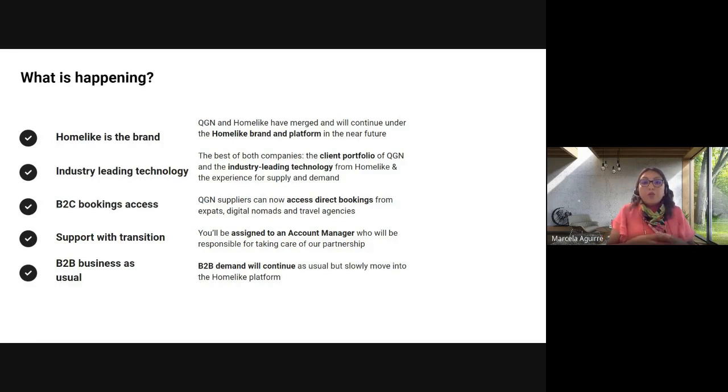You will get support with the transition. Every one of you is going to be assigned to an account manager who is going to be responsible for looking after our partnership. And finally, here I want to emphasize something quite important.